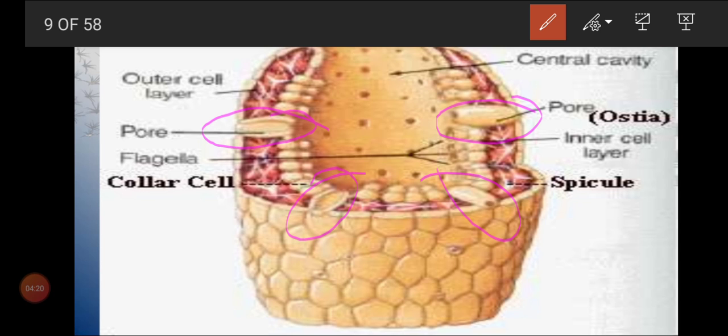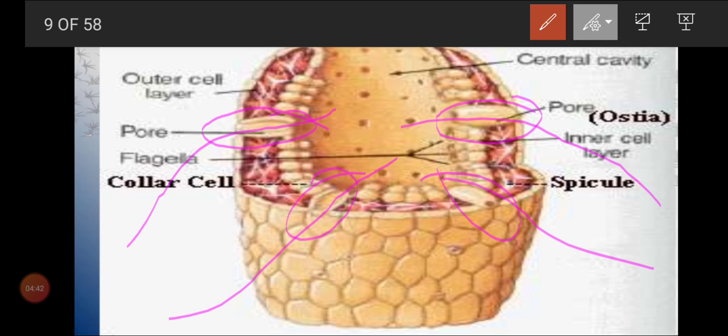So water is entering into the pore or ostia. These pores or ostia are present throughout the body of the Porifera group, sponges and other examples like Euspongia and Spongilla. That's why we call it the water canal system or water transport system. Is that clear, children?